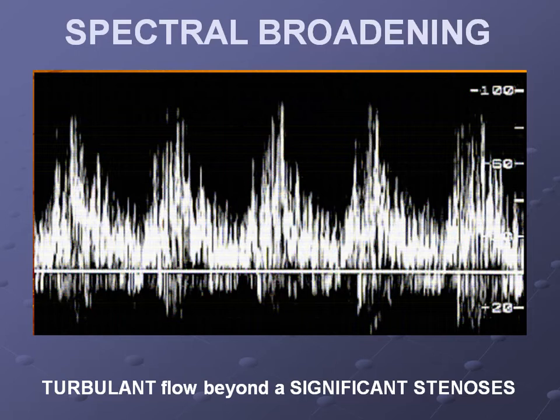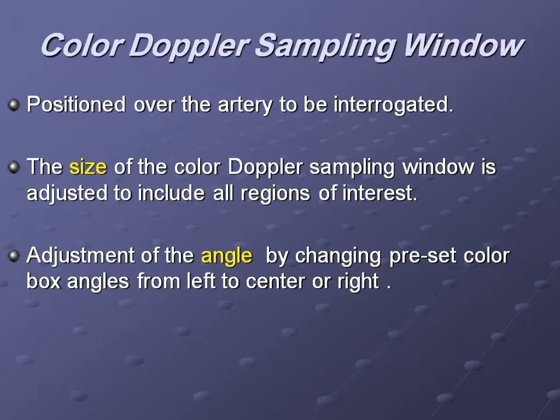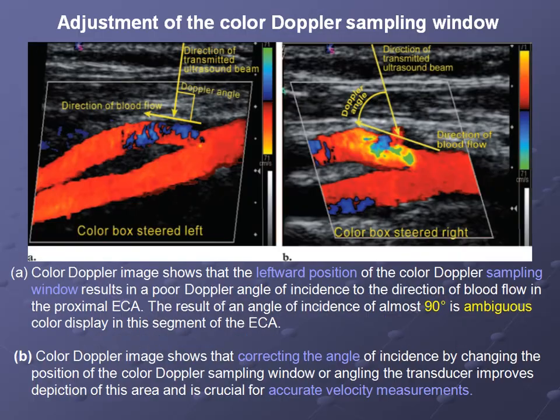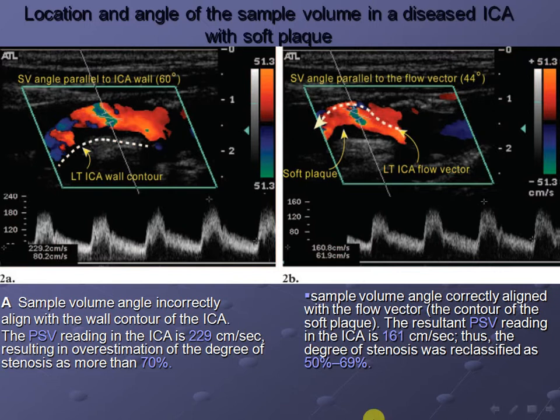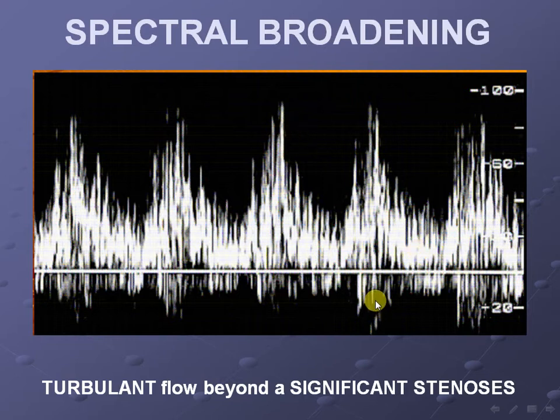This is turbulent flow beyond a significant stenosis. This is what we call spectral broadening. You see all the empty space, everything is filled with signal. So this is called spectral broadening. It's very white. If we go back to, for example, here, you can see there's some black signal here. Okay? This is normal, these black areas. When you get it like this, full color, this is spectral broadening. This is what we mean by spectral broadening.